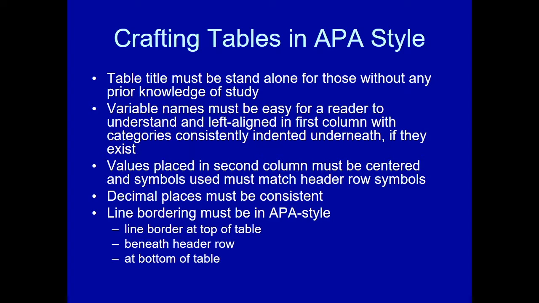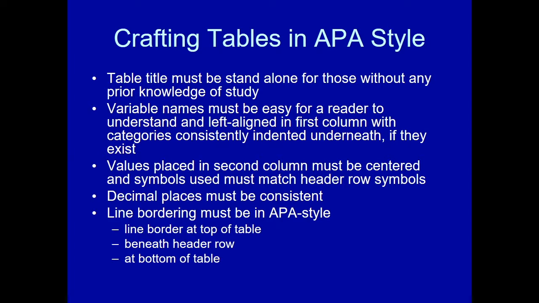So for nominal variables, say, for example, we have a nominal variable of gender. Our first row will be gender, then the next row will indent and have male, the following row will indent and have female, and then another row will indent and have transgender. That would be what I mean here by indenting. Those indented categories should be consistent throughout. So if you had another nominal or ordinal variable, you would want it to be indented the same distance as that first one.